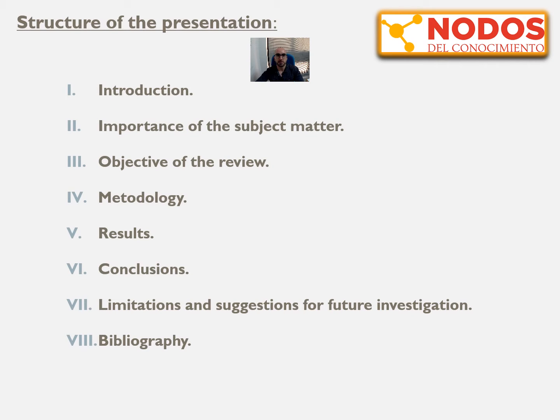The structure of this presentation is the following. Firstly, I am going to introduce the subject of the study. Then, I highlight the importance of the subject matter and the objective of this work. On the fourth paragraph, I explain the methodology used and hereunder I present the results obtained. Finally, I state the conclusions developed, the limitations and suggestions for future investigation and the bibliography used for this presentation.